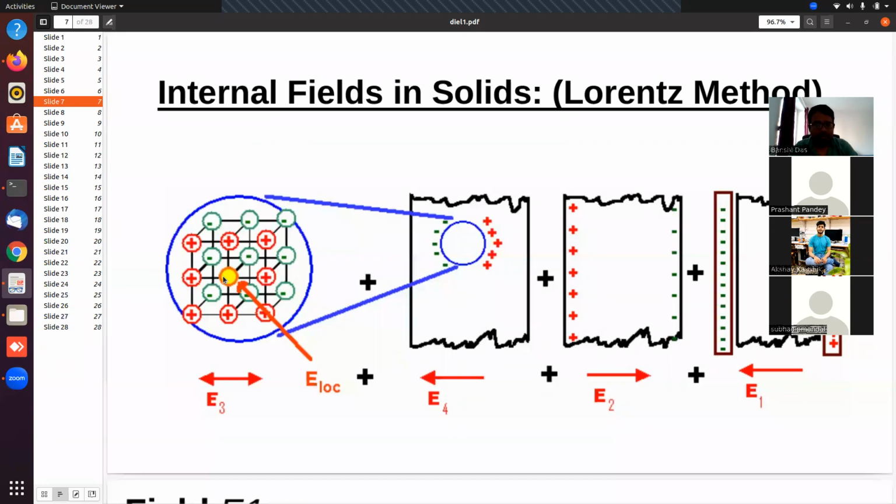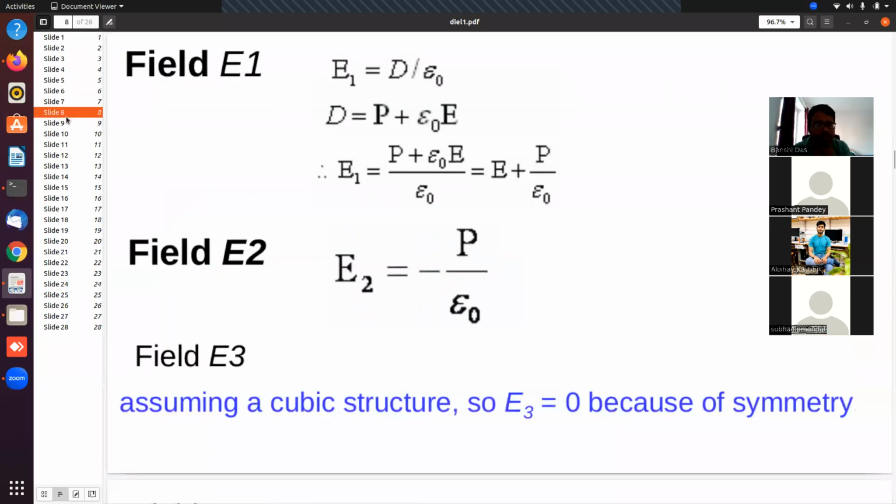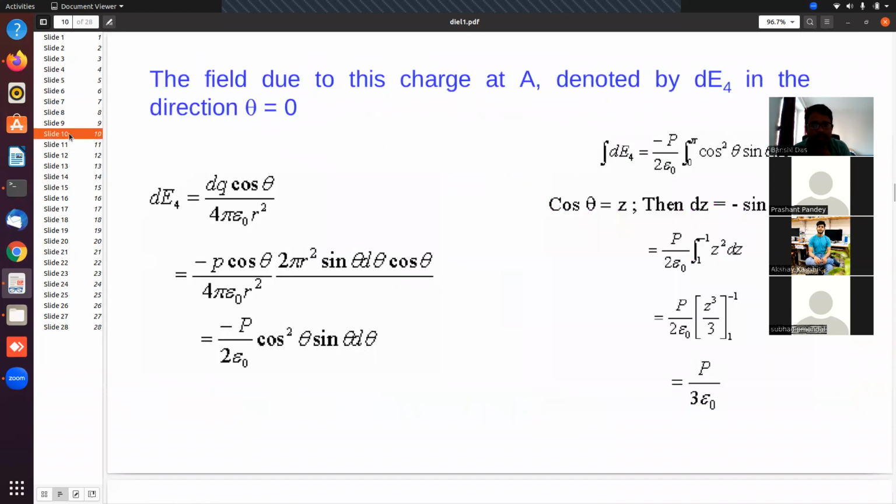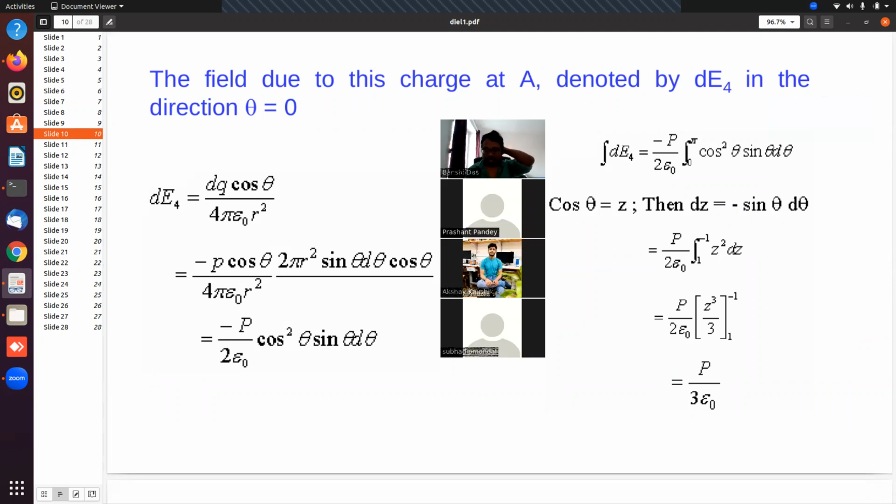And basically when you are integrating E4, we will get E2. Integrating E4 means over the whole sphere. Considering the element, dq cos theta by 4 pi r square, this is a simple integration. So we calculated for one sphere and then integrated for the whole.